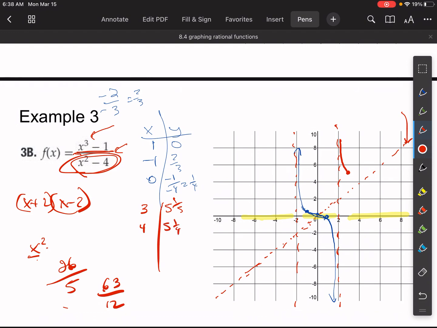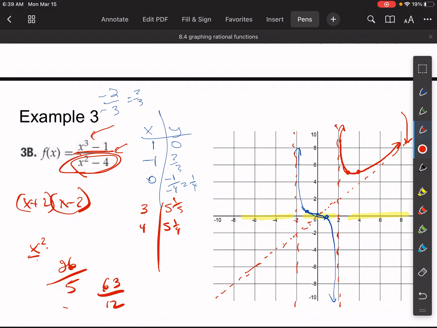So at 4, not much has changed. I'm kind of just a little bit higher than that guy. So I kind of know I'm doing this, and then it's going to probably approach this asymptote. Okay, so I got a couple points in there to help me with that. Then let's go to the other side.